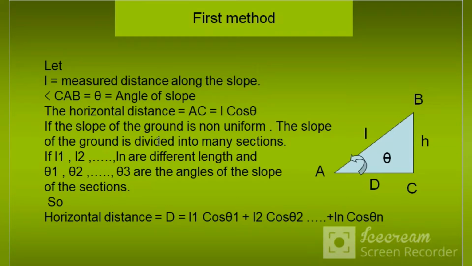If the slope of the ground is non-uniform, the slope of the ground is divided into many sections. If l1, l2, ... ln are the different lengths, and theta 1, theta 2 and theta 3 are the angles of the slope of the same sections, so the horizontal distance D is equal to l1 cos theta 1 plus l2 cos theta 2 and so on plus ln cos theta n.